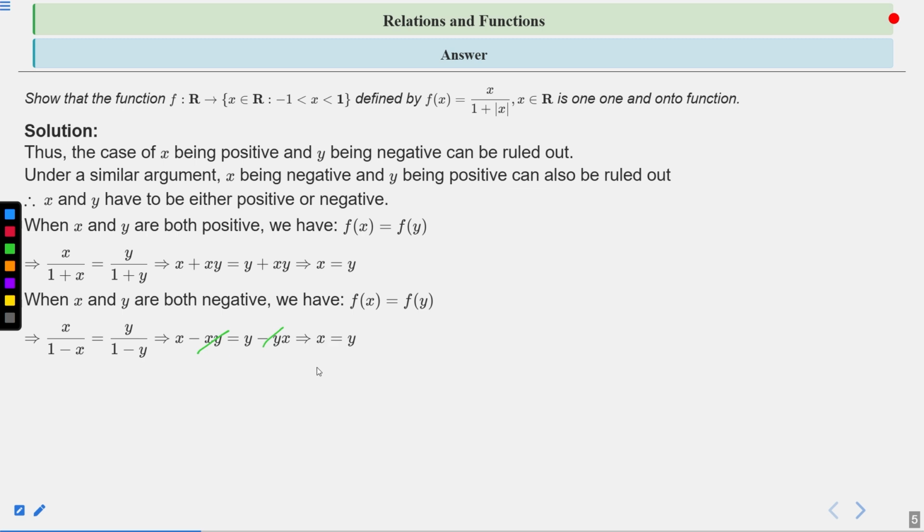Got it? So for both the conditions, we are getting x is equal to y when we assume f(x) is equal to f(y). Therefore, we can say that the function is 1-1. So, for bijectivity, f should be both 1-1 and onto. And we have proved that f is 1-1. Now, we will see whether f is onto or not.